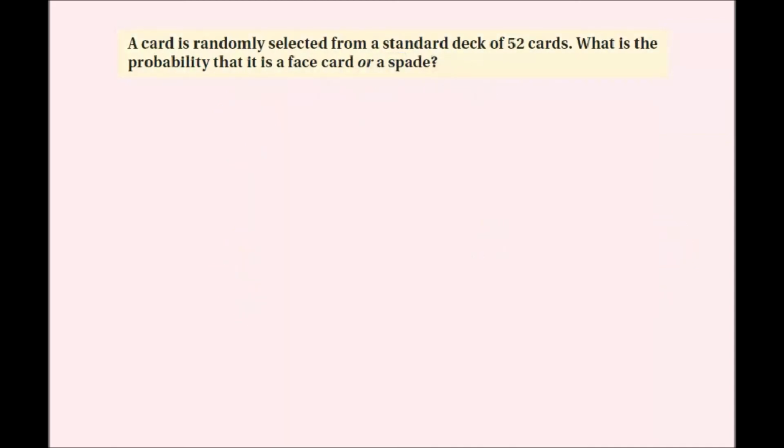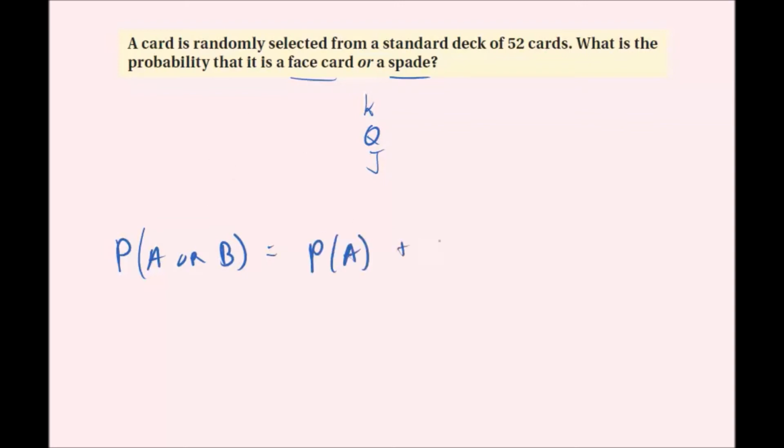All right, let's go to the second example. It says, once again, take a card. What's the probability that it's a face card or a spade? So we have to first think, is there a chance that it's a face card and a spade? The answer is yes, because you can have the king of spades, the queen of spades, or the jack of spades. So these are 3 possibilities where it's both. So we're going to find the probability of A or B. And because these events are overlapping, we're going to have the probability of A plus the probability of B minus A and B.